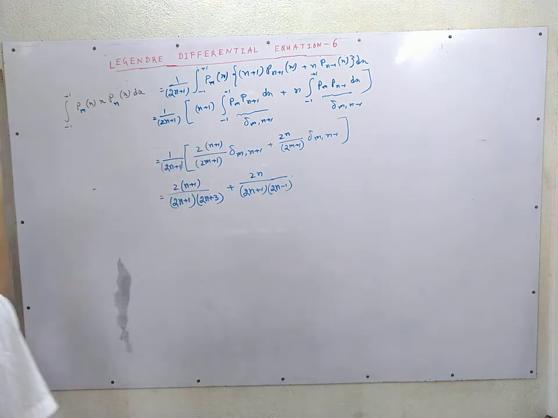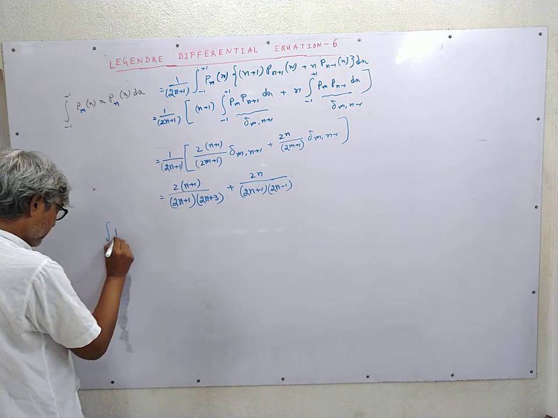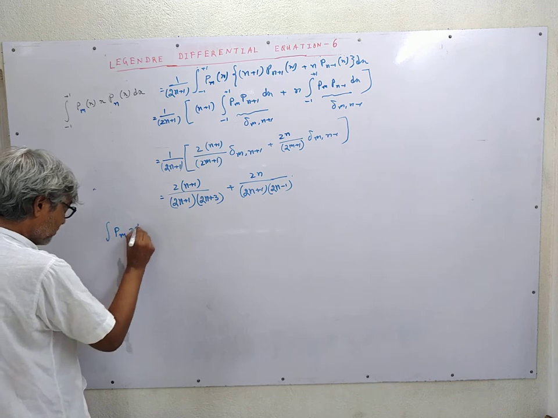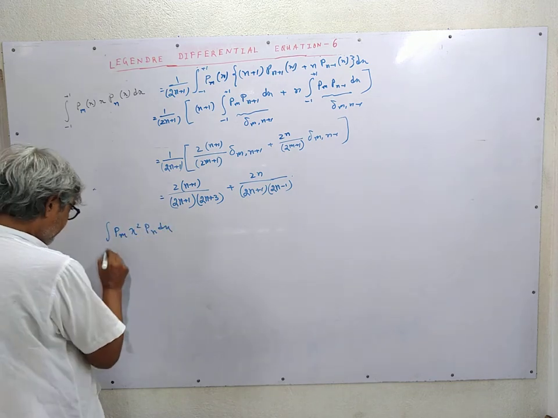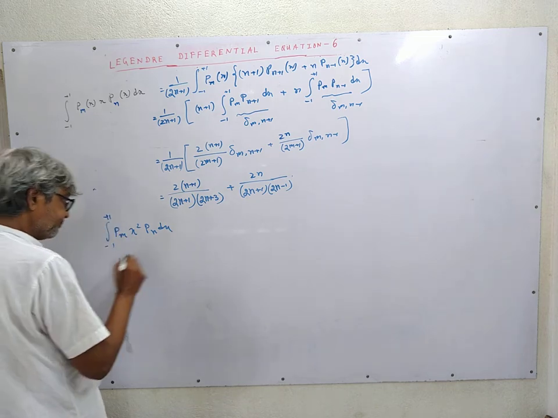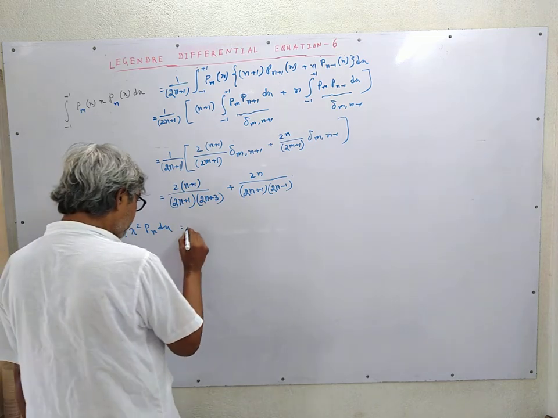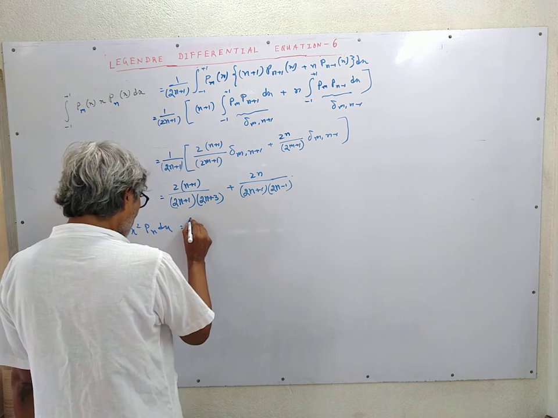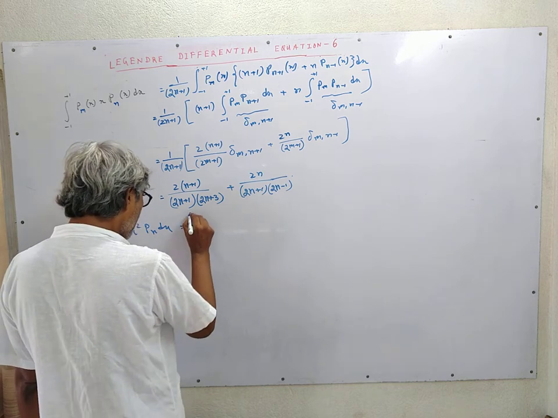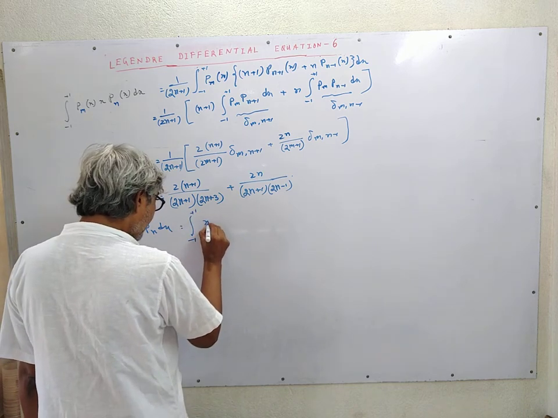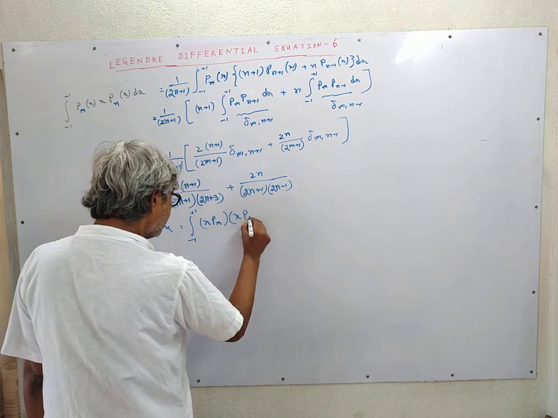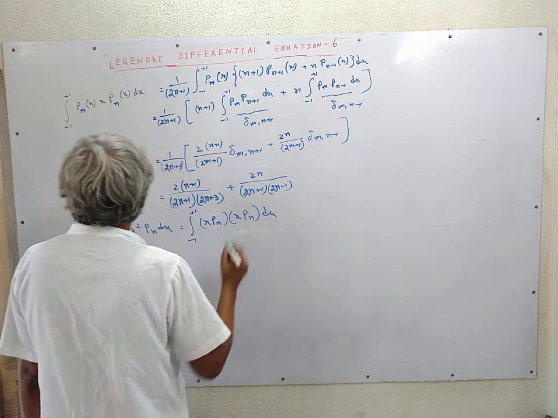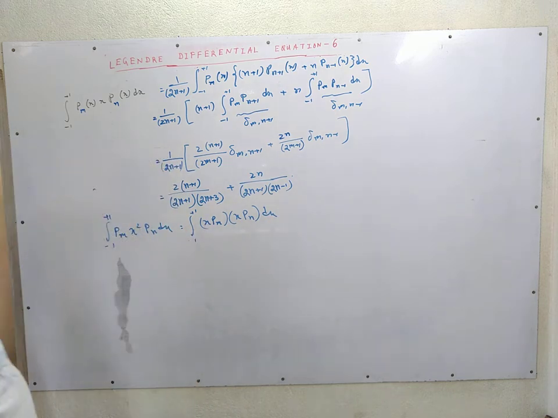Similarly, the integration can be of such sort. x square Pn of x can be evaluated likewise, in which case what we need to do is write x Pm and x Pn and use the expansion twice, so there will be 4 terms involved.